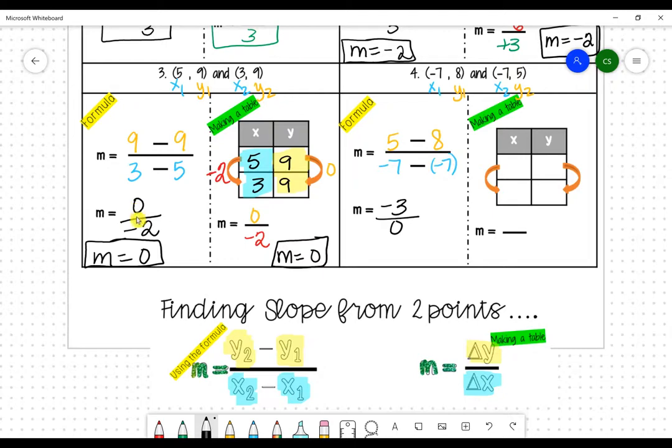These are two different things. 0 divided by negative 2 and negative 3 divided by 0. You can't divide by 0. Therefore, this is called undefined.